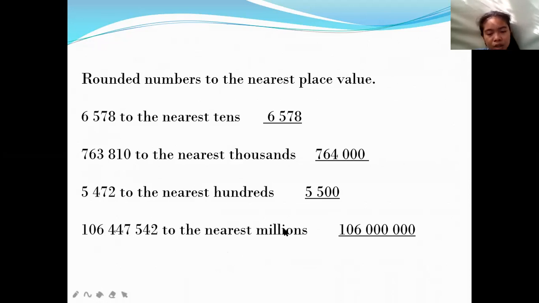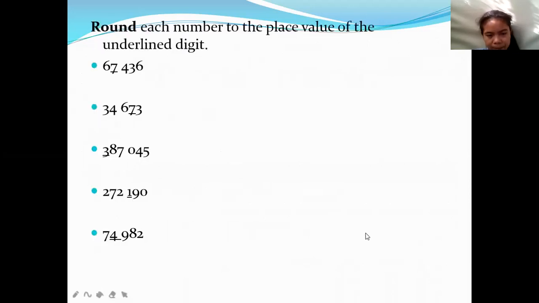106,447,542 to the nearest million. So this is our millions place, it is 6. What is next to 6? 4, right? Okay, so 4, so retain the number. Copy the number in its left, 106, then 000,000. That is 106,000,000.